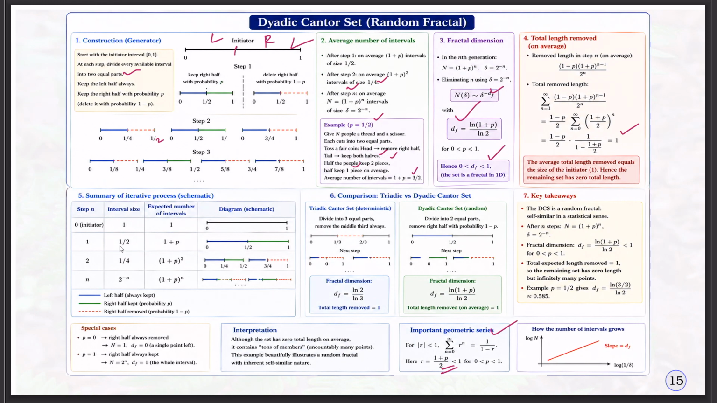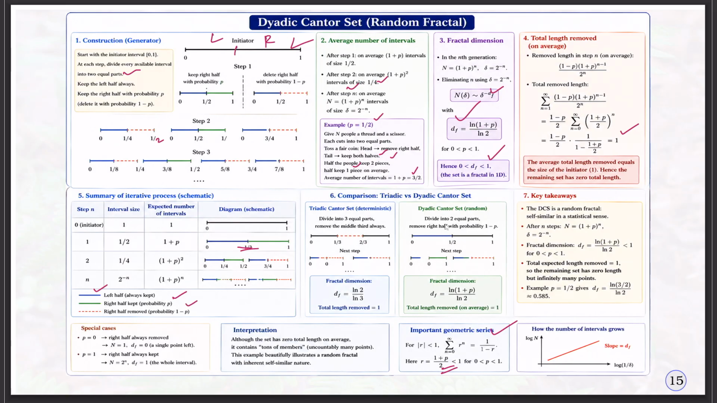After the first step the interval size is 1 by 2, and the expected number of intervals is 1 plus p. That figure is here. Then 1 by 4 is the interval size, and 1 plus p square is here. The left half is kept, blue, and the right half is kept with probability p and removed with probability 1 minus p, as given here.